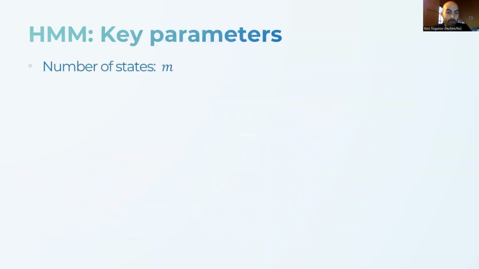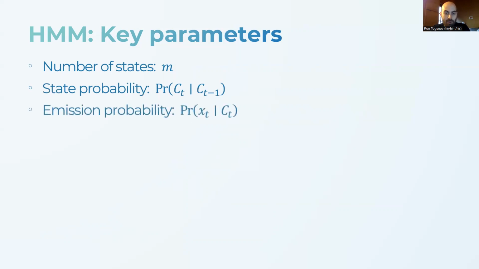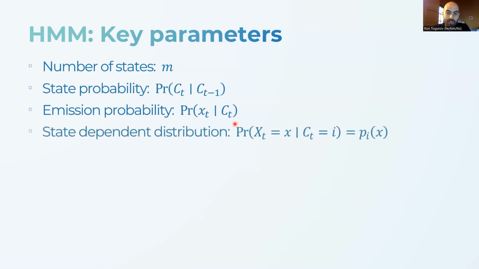Next, let's define the key parameters of hidden Markov models. As before, the number of states is defined by the practitioner and denoted by the letter M. The state probability at time t, given the state at time t minus 1, is represented by this gamma. The emission probability is defined as the probability of observing x at time t given the latent state at time t. And the state-dependent distribution represents the state-specific probability of observing x given that at that time you were in state i. This is represented by the probability p_i of x.